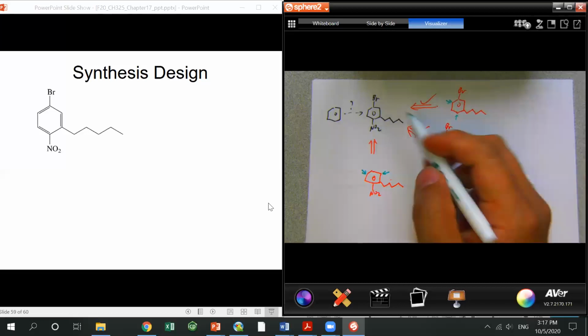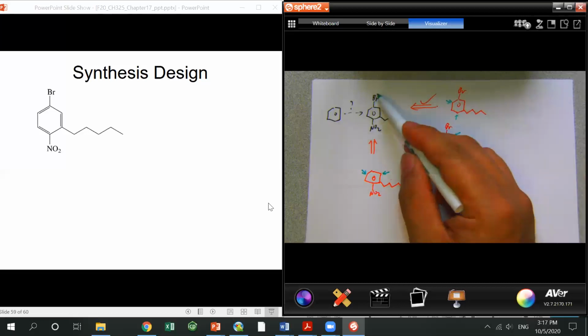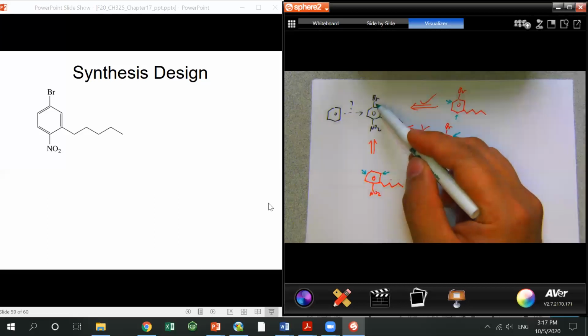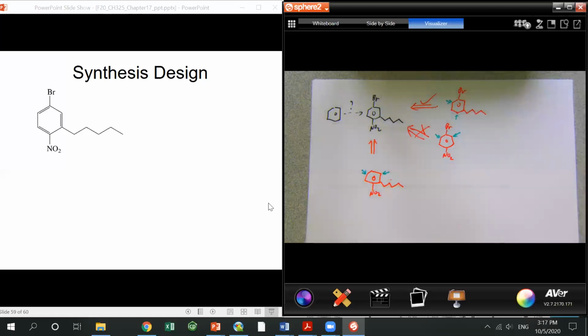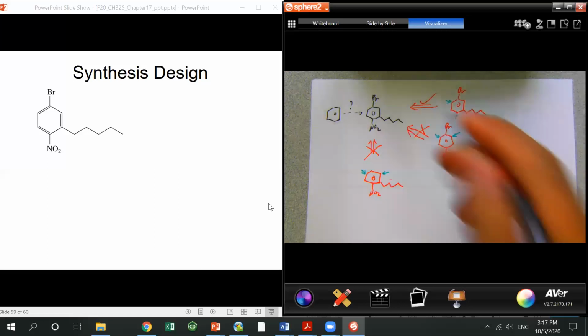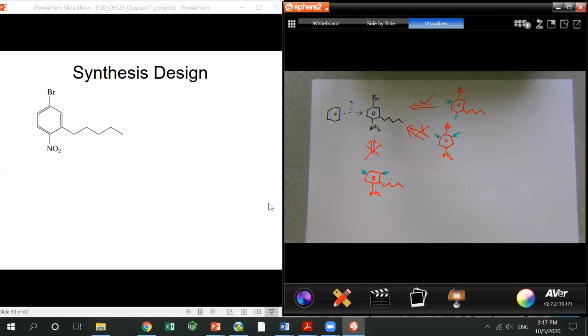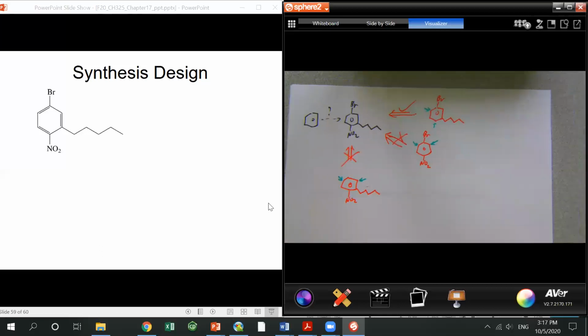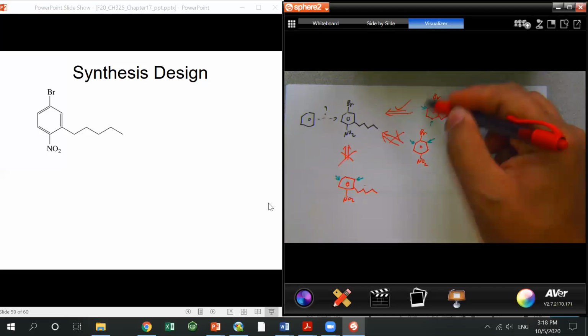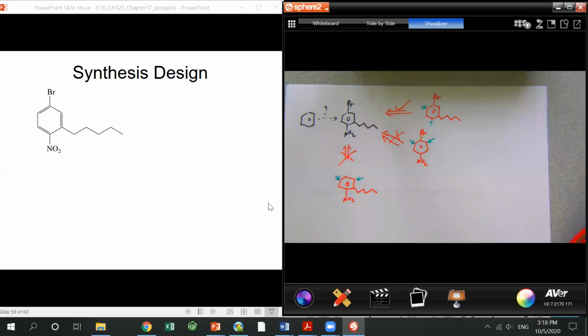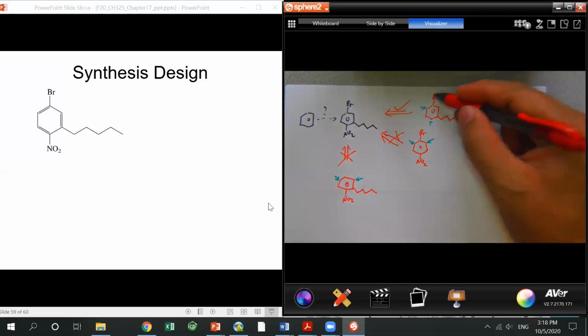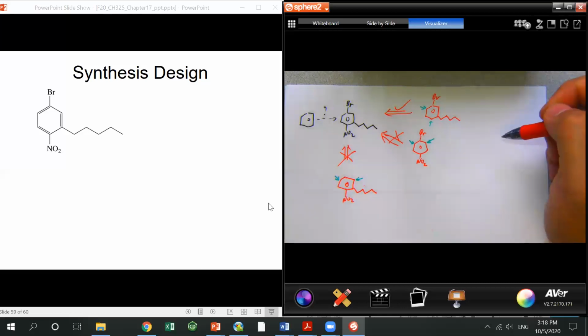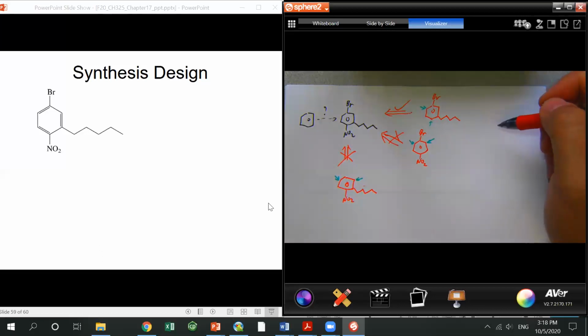But for the target molecule, the bromine goes to the meta position, so this synthesis route also cannot work. So you do it backward. Once we have these two, we need to determine whether we put on the bromine first or the alkyl chain first. If you take a first look, it seems neither one works.